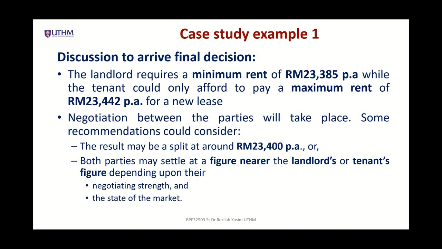The result may be a split at around the RM23,400. They sum up these two amounts and divide by two, and then they get the prorate between these two amounts, the amount requested by the landlord and the amount the tenant is willing to pay, and then they have this arrangement for both to agree upon with the value of the rent. Or maybe both parties may settle at a figure nearer the landlord's or the tenant's figure, depending upon their negotiating strength and the state of the market.